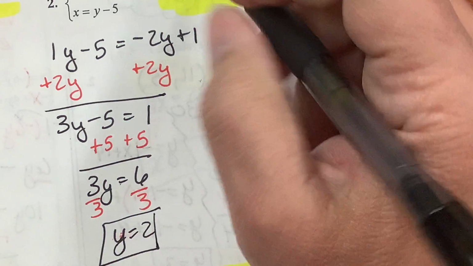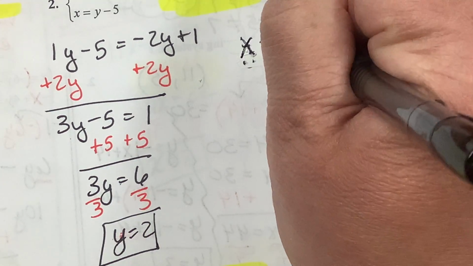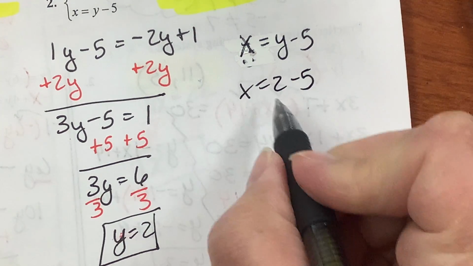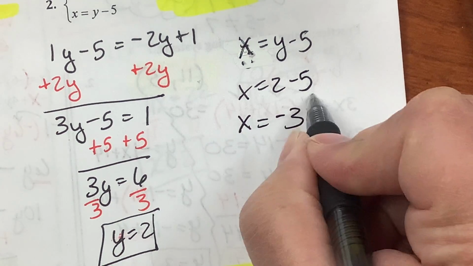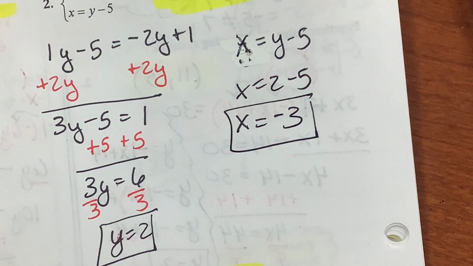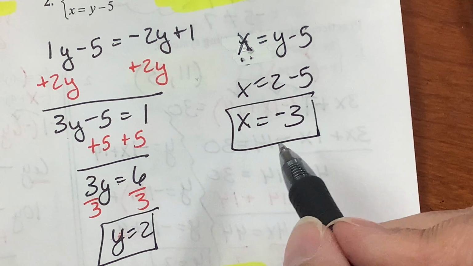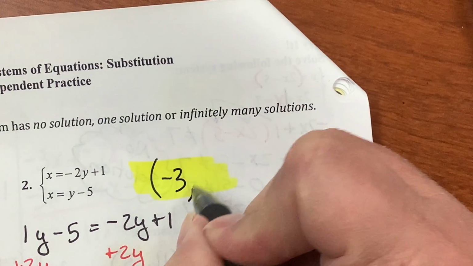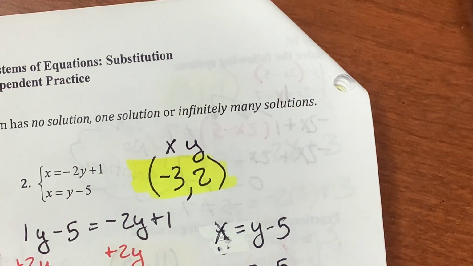Thank goodness for whiteout. X equals y minus 5. X equals 2 minus 5, and 2 minus 5 is negative 3. So now I have x equals negative 3 and y equals 2. Now I have to be really careful because this is where I make my mistake. The x has to go first. It's going to be negative 3 comma 2. X before y. Be the careful.